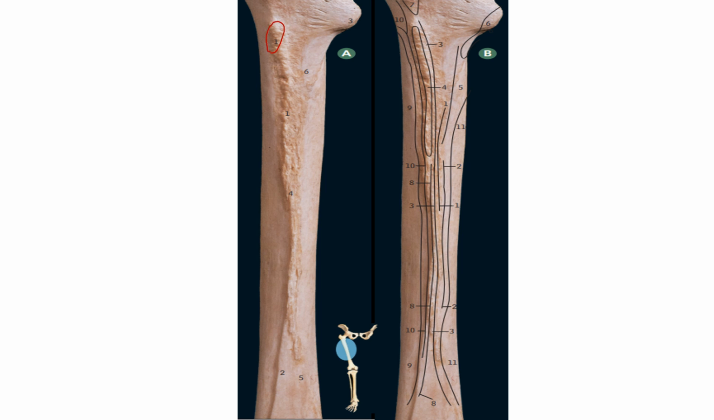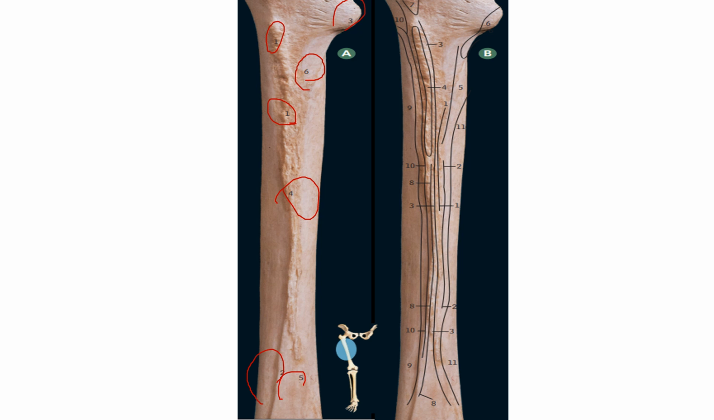The second one is the lateral supracondylar line, the third one is the lesser trochanter, the fourth one is the linea aspera, the fifth one is the medial supracondylar line, and the sixth one is the pectineal line. The first one is the gluteal tuberosity.